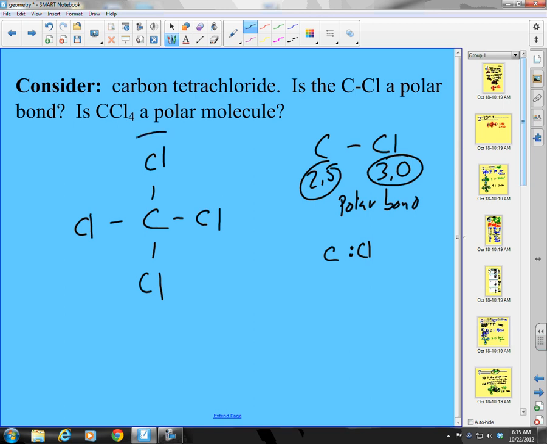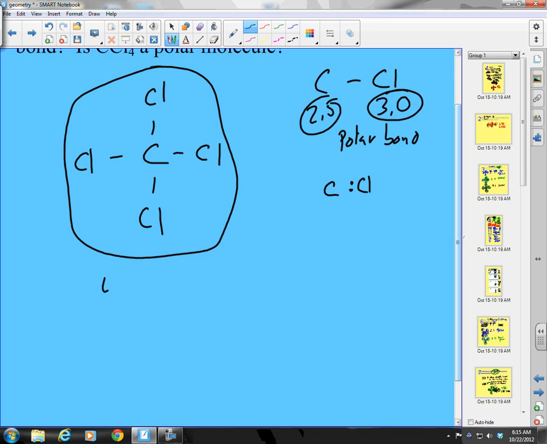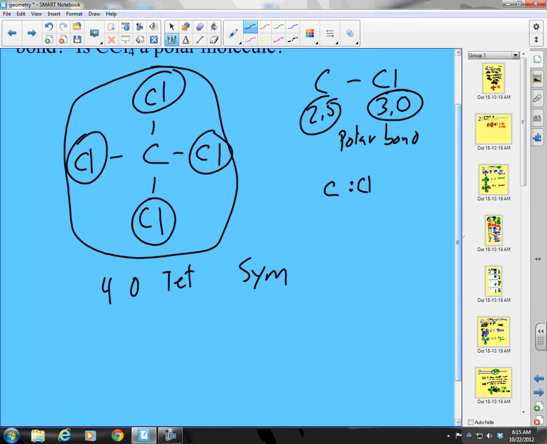But what about my carbon tetrachloride? Well, first thing we have to look at is symmetry. This is a 4-0. It's a tetrahedral. Tetrahedral is symmetric. Good. Next question. Do I have the same atom around my carbon? And the answer is yes.